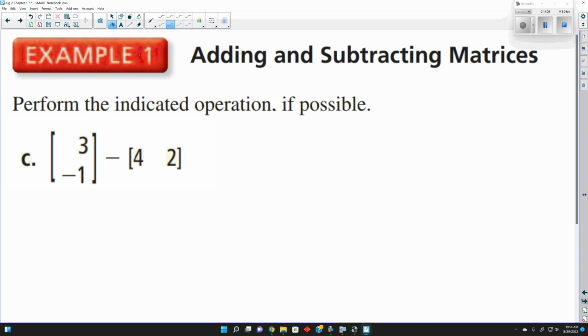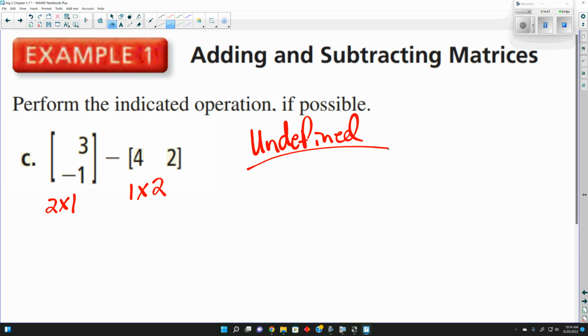So can we do this one here? Why not? Right, we have a 2 by 1 and a different size, these are not the same, so this is undefined. Does not work.